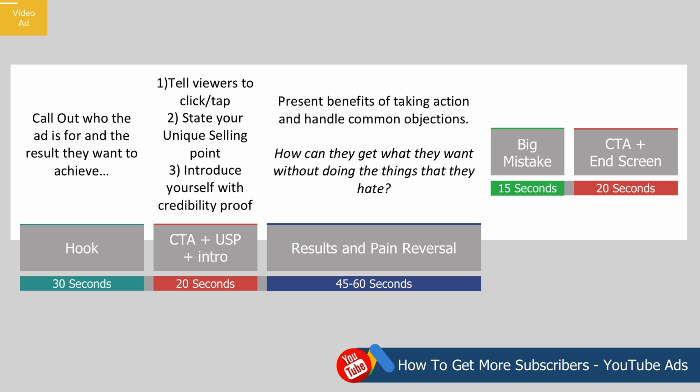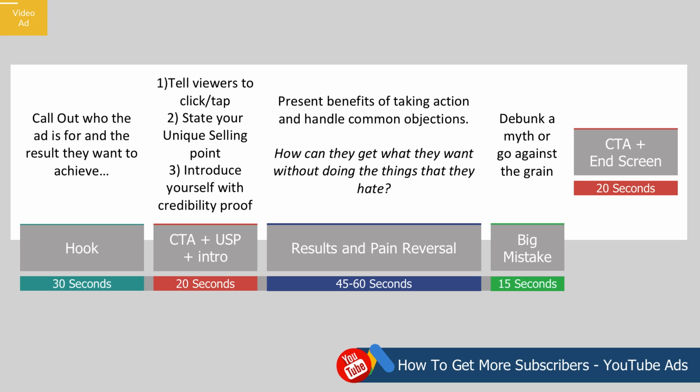The next part is 45 to 60 seconds, and this is where you present the benefits of following you and all the wonderful things they're going to learn and be able to enjoy as a result of watching your videos on your channel. We'll go through an actual example of how this script could play out in a second here. The next one is the big mistake, and this is where you're going to debunk a myth or say something kind of controversial to get people's attention.